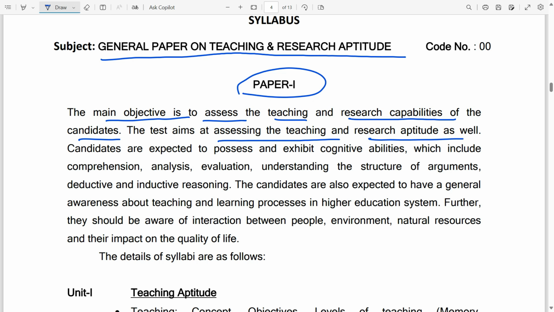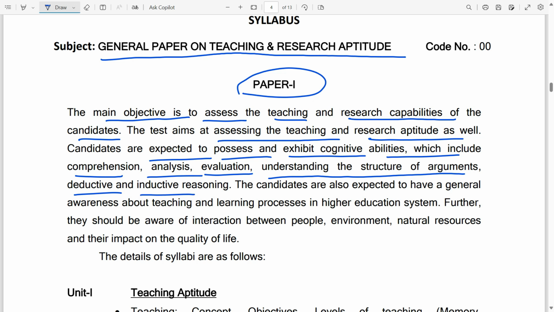Candidates are expected to possess and exhibit cognitive abilities, which include comprehension, analysis, and evaluation. So there will be comprehension, analysis-type questions, and quantitative aptitude questions, like percentage questions and basic maths questions. Understanding the structure of arguments, deductive arguments, questions will be there as well.